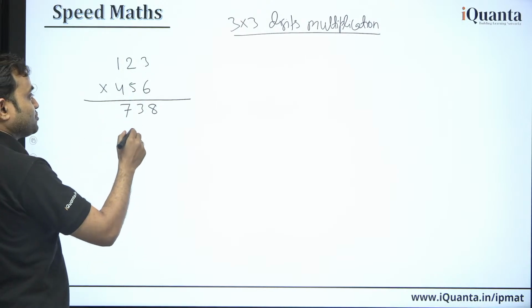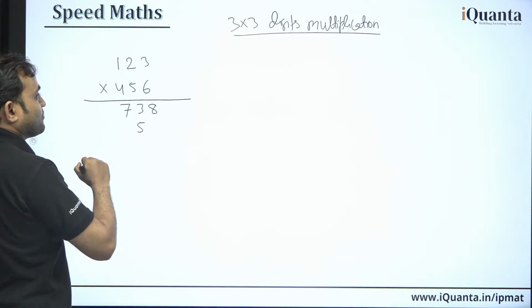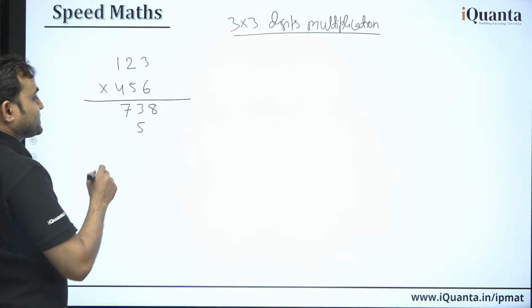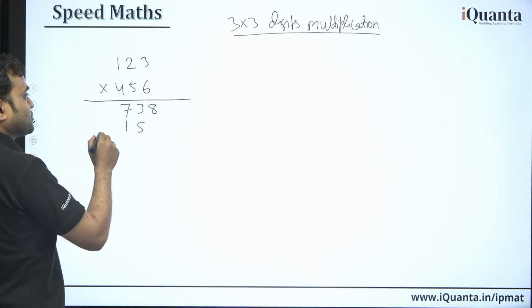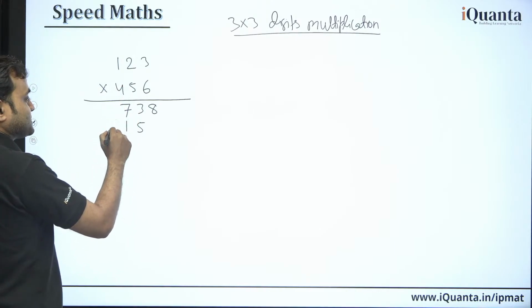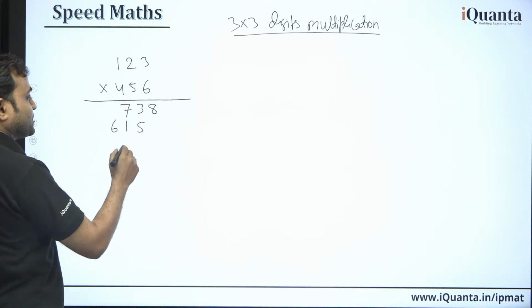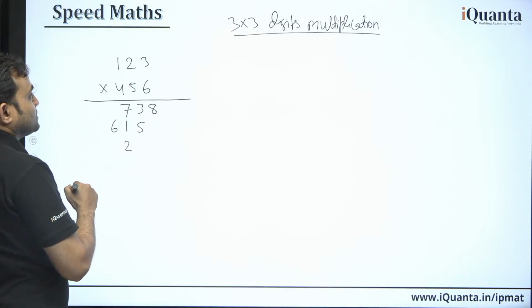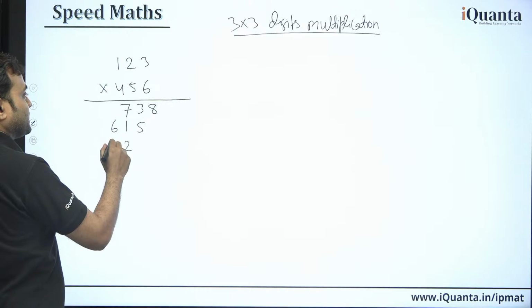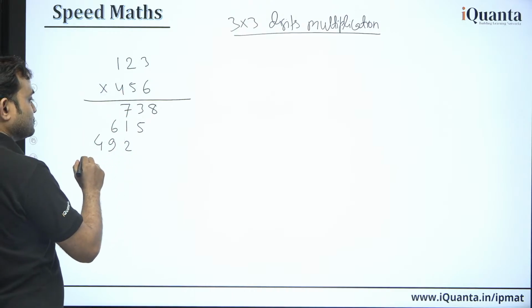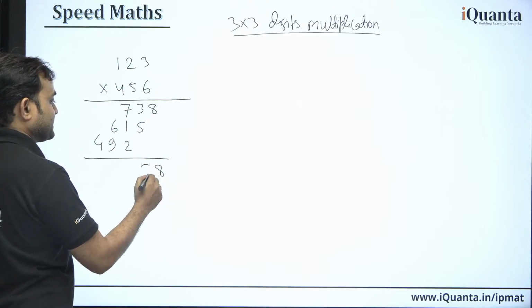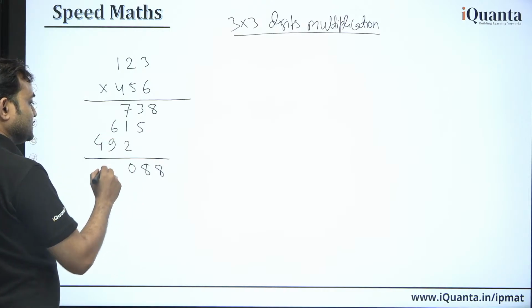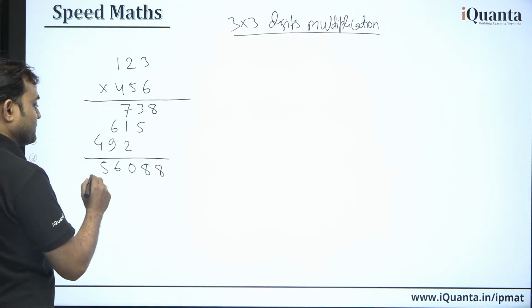Then 5 into 3 is 15, carried forward 1. 5 into 2, 10 plus 1, 11. 5 into 5, 5 into 1, 5 plus 1, 6. Then 4 into 3 is 12, carried forward 1, 8 plus 1, 9, 4 into 1, 4. If I add this, I get 8, 8, 0. This will be 6 and this will be 5.